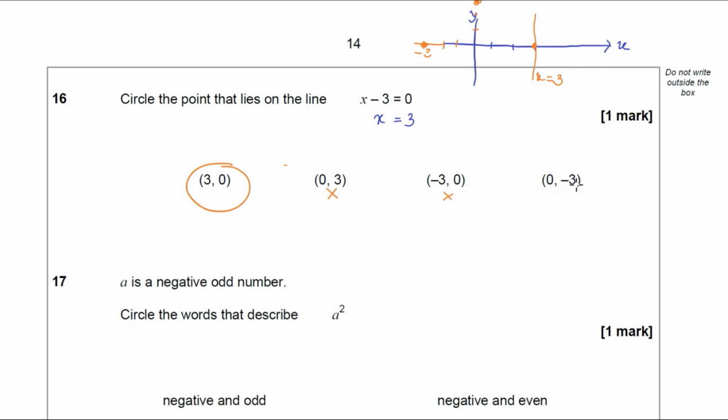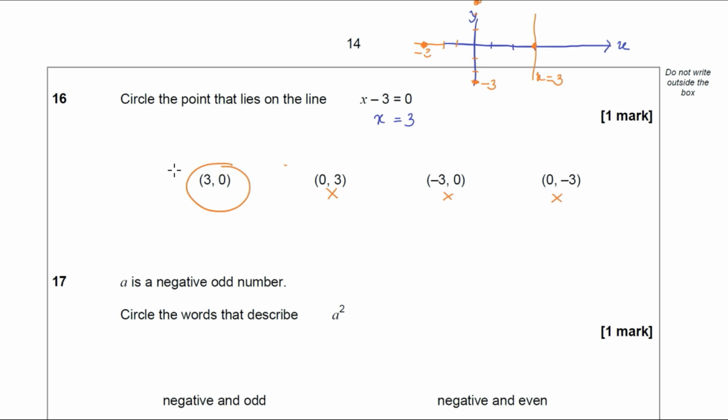(0, -3). (0, -3) is here: 1, 2, 3, so it is minus 3. Again, this point doesn't lie on this line, so this is not our answer. We conclude that this is our answer.